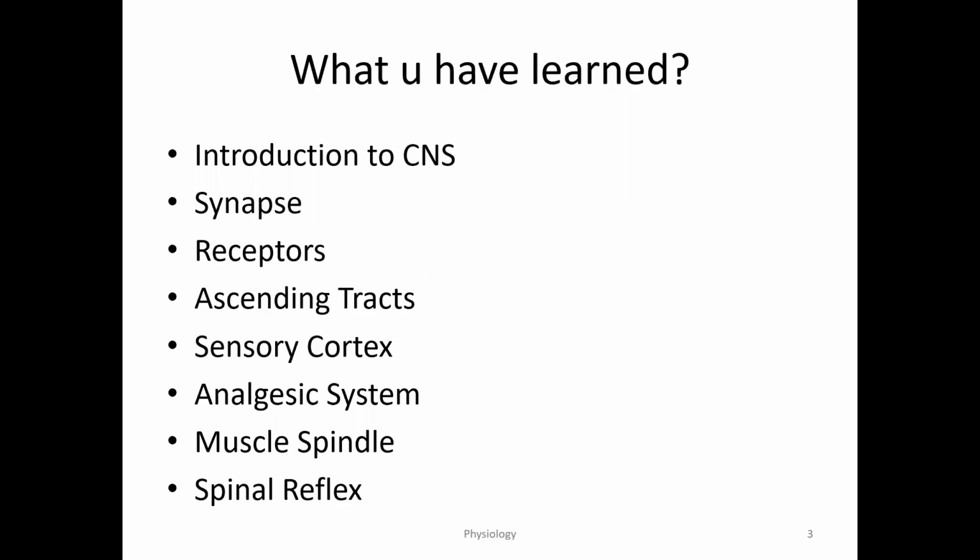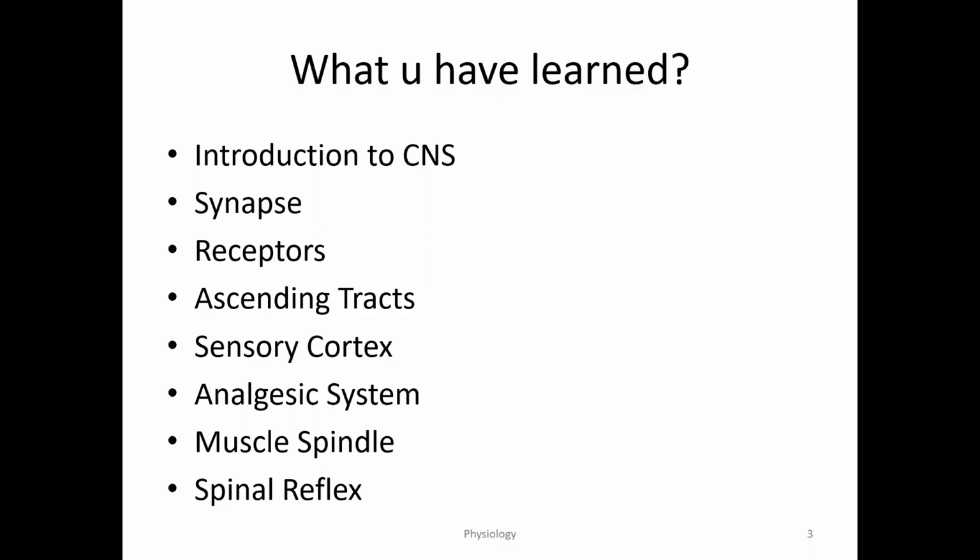In the previous lecture, in the sensory system, what we have learned is what is meant by central nervous system, how the central nervous system is classified, what is the basic structure of the nervous system. Then we have seen what is meant by synapse, what are the properties of synapse, types of synapse. Then we have also seen what is meant by receptor, different kinds of receptor like Meissner's corpuscle, then Merkel's discs, free nerve ending. For temperature receptor also we have seen cold receptor and warm receptor.